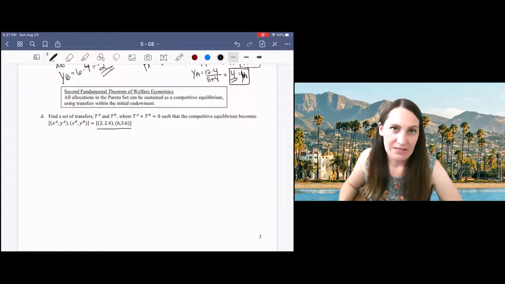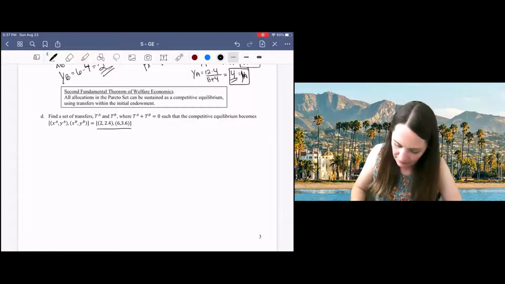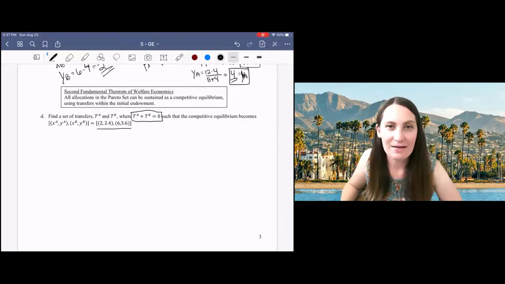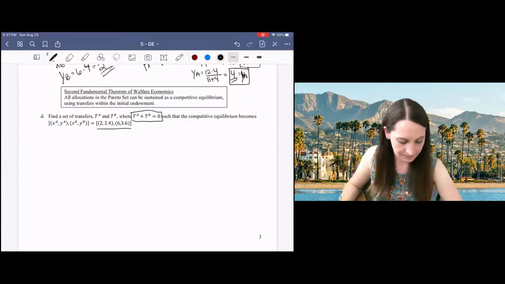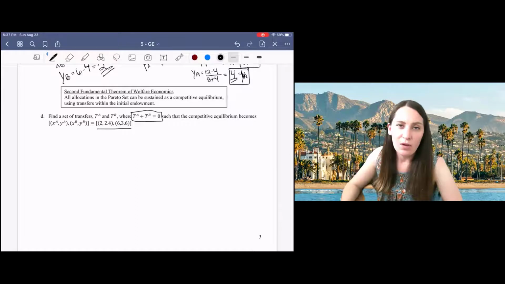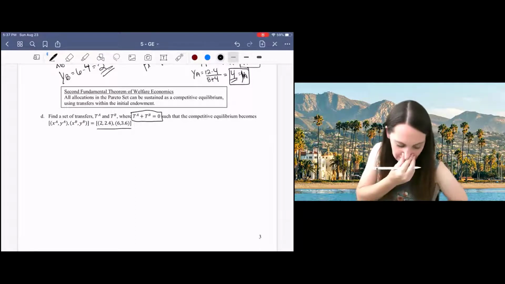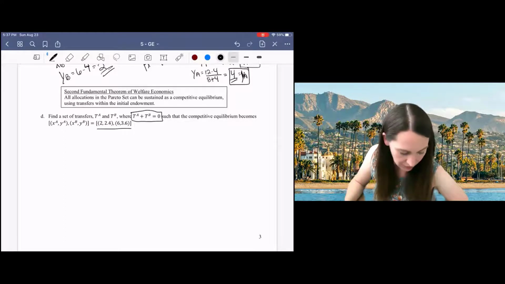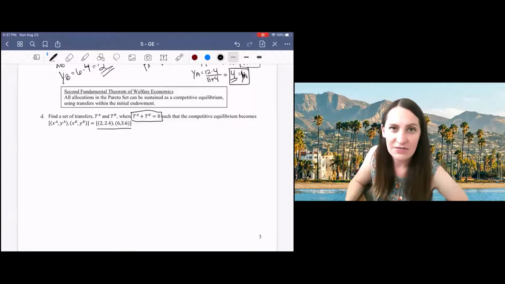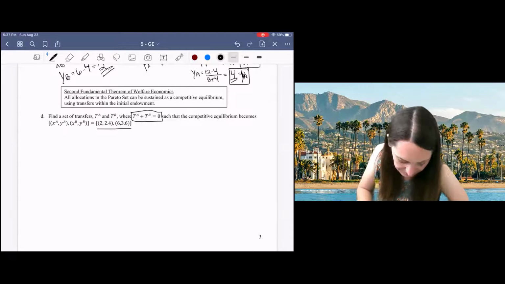So what we want to do is develop a set of transfers between Anne and Ben. And our transfers, of course, should sum to 0. The government won't skim any off the top, such that we can achieve this competitive equilibrium. To do this, we'll again approach the problem from Anne's perspective. We need to simply think of Anne's budget constraint and her choice rule, and that will tell us what transfers are needed to achieve this point.